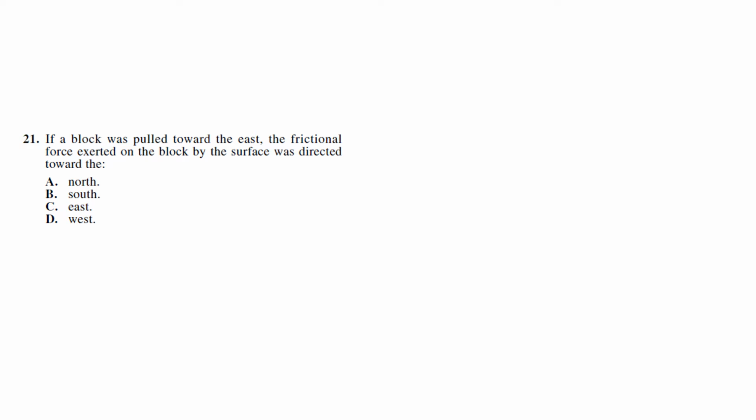If a block was pulled towards the east, the frictional force exerted on the block by the surface was directed towards which direction? This is science knowledge. You have to understand your cardinal directions, north, south, east, west, and know that friction works against an object. So the opposite of east is west.